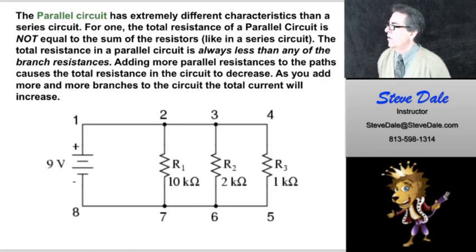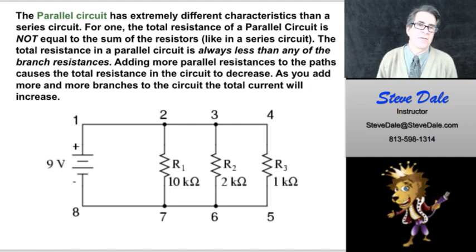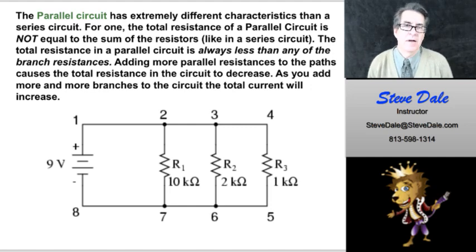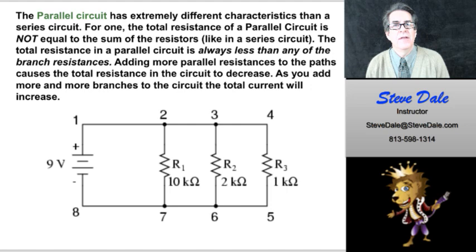Okay? So the parallel circuit has extremely different characteristics than a series circuit. For one, the total resistance of a parallel circuit is not equal to the sum of the resistors like in a series circuit. Now in a series circuit, to figure out the total resistance, all you need to do is add up all the resistors along the path, okay? So resistor 1, 2, 3, 4, 5, etc. You just add them all together, and that gives you the total resistance of that circuit.